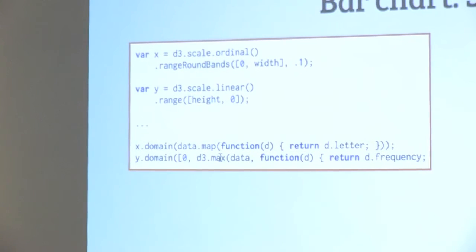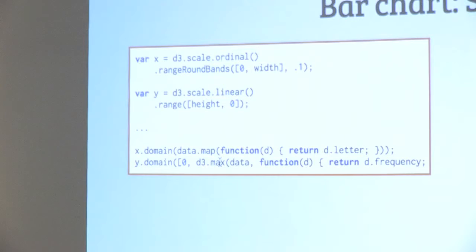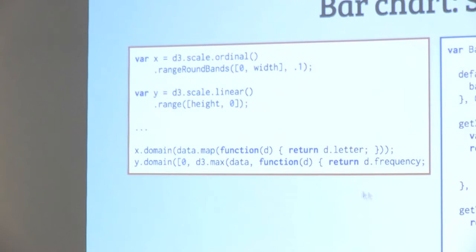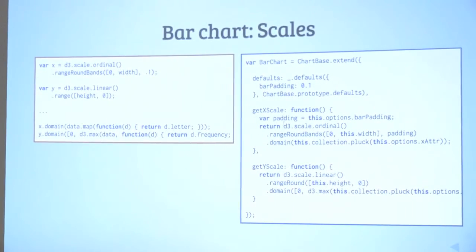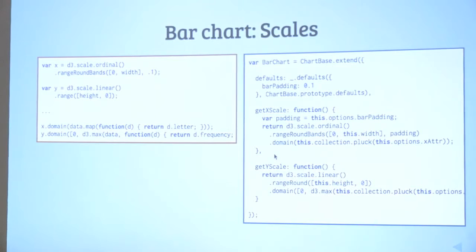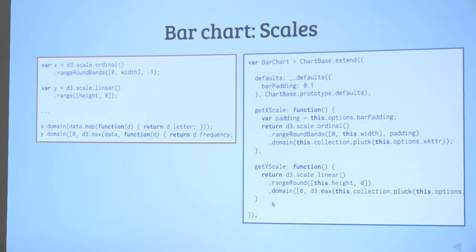In the original D3 code, we're defining the domains after we have got the data from the server. But in the Backbone case, we're thinking more like we have the data and now we're creating the chart. So we can just use the data right away and have these two getters, one for each of the scales. We're just separating this functionality into nice functions, or methods, for the class. And that's just one way to do it.